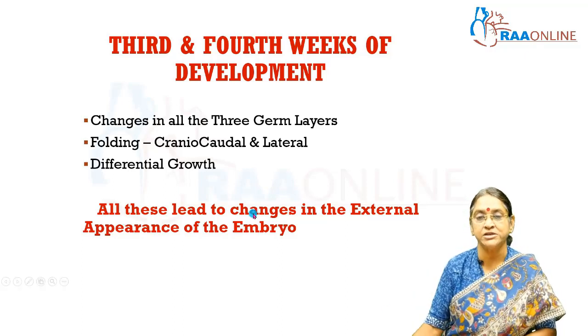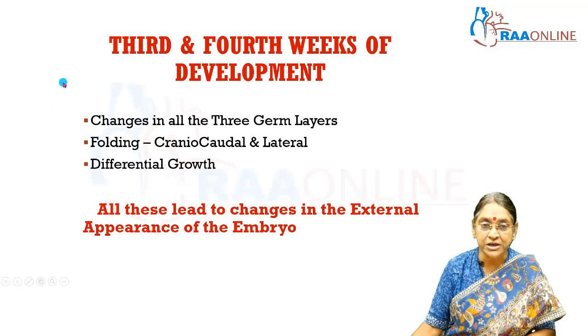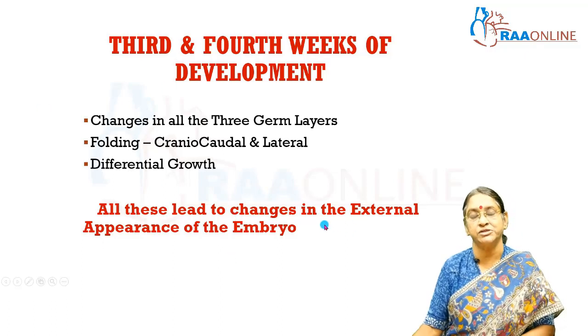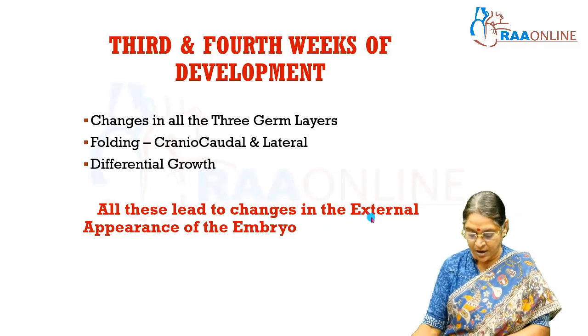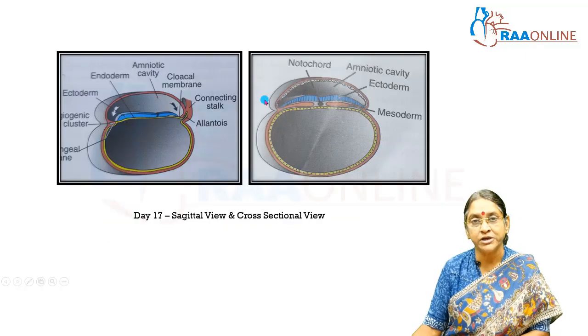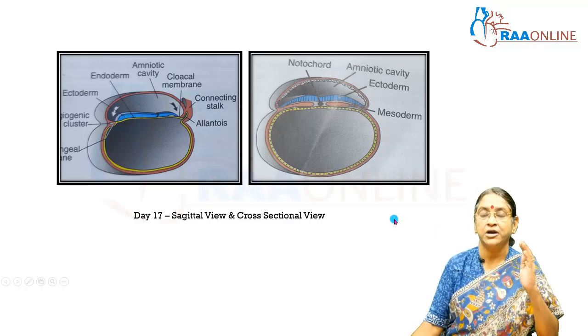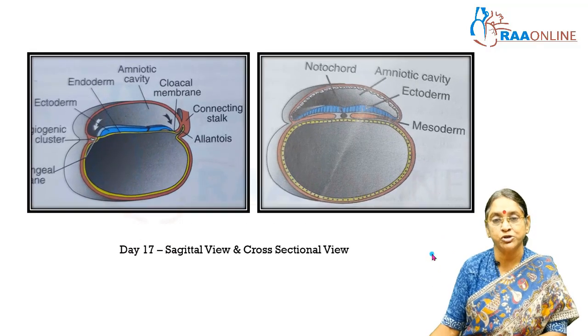So all these changes lead to further changes. What are those further changes? Changes in the external appearance of the embryo. Now, we know all these. We're trying to go by the chronological order.